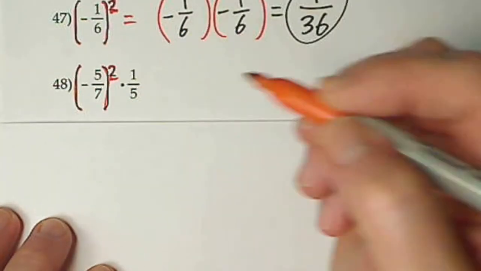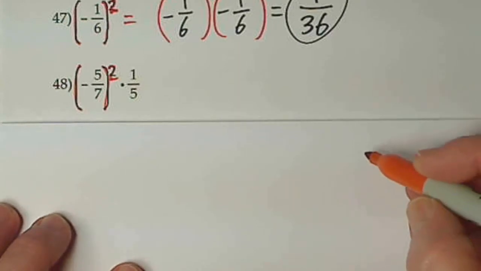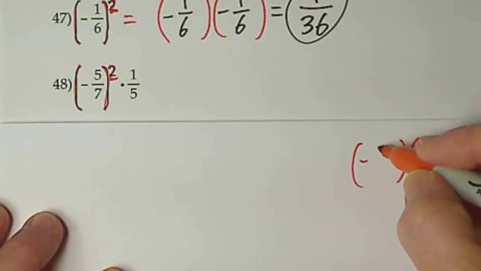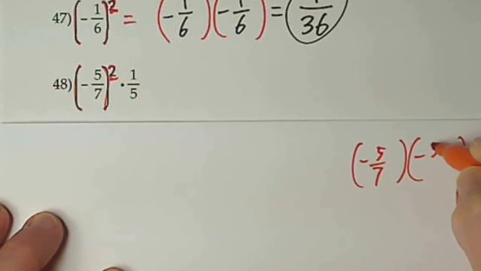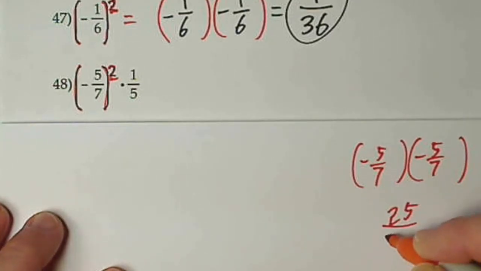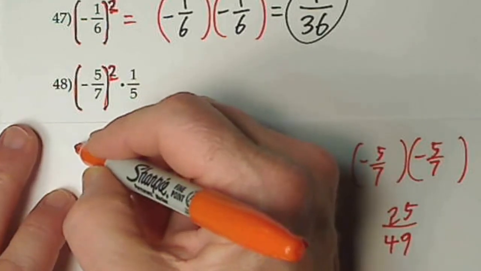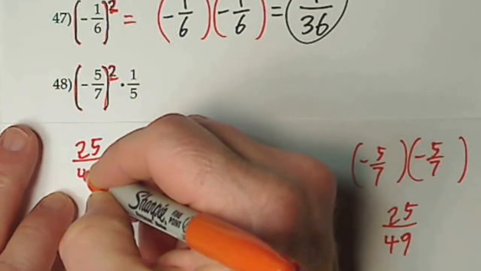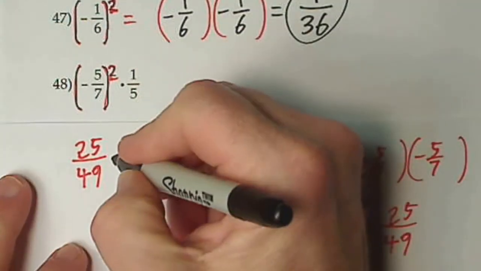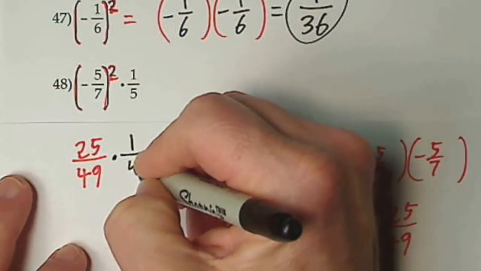This 2 is touching parentheses. So I go off to the side and do my calculation. I've got my 2 sets of parentheses here. We've got negative 5/7 in each one. And when you multiply that, you get negative times negative is a positive, 25/49. So right underneath here, I simply put 25/49. And then I bring down whatever I haven't used. I haven't used times 1/5.